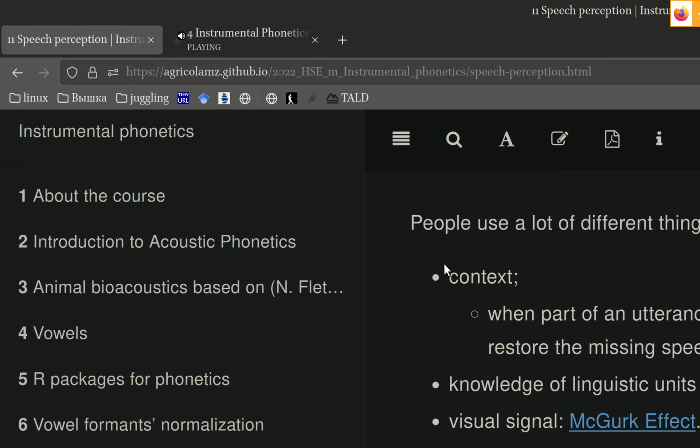So this is called the McGurk effect, and I don't know whether you experienced it throughout this recording. Have you had the feeling that this person was saying different things during the recording?